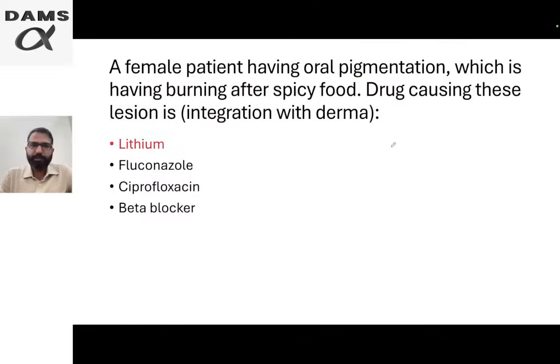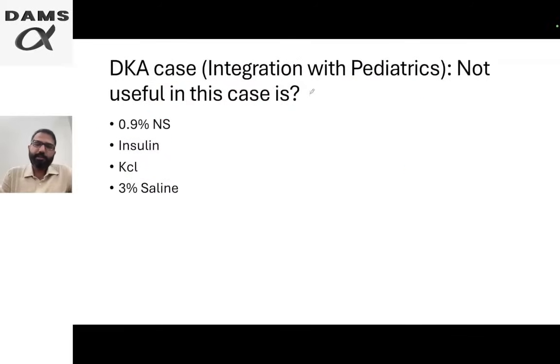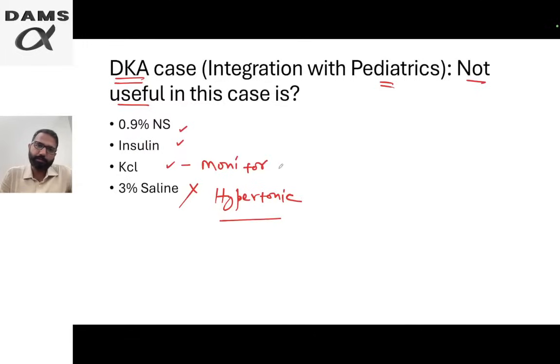So these were the questions. One is integrated with pediatrics about a case of diabetic ketoacidosis. What is not useful was asked. Then definitely we use this. We never use this in these types of cases usually. So this is hypertonic saline. Why use hypertonic saline in these cases? Some are saying to monitor the potassium, then also it is fine. So this is not what we use. So 3% saline is the correct answer.